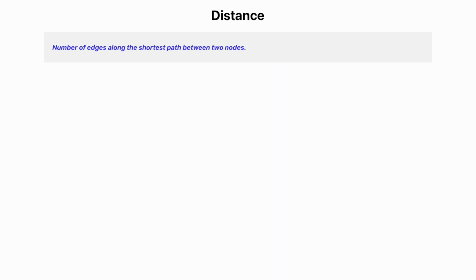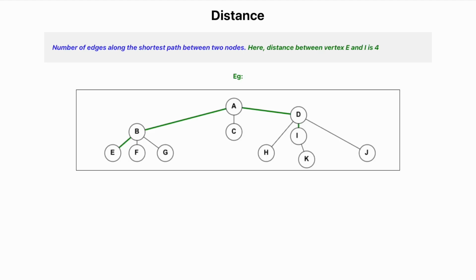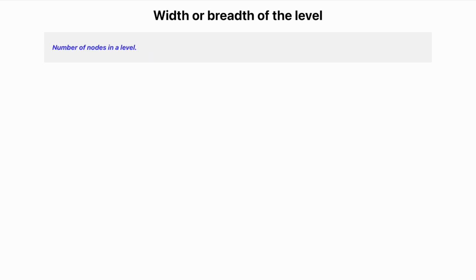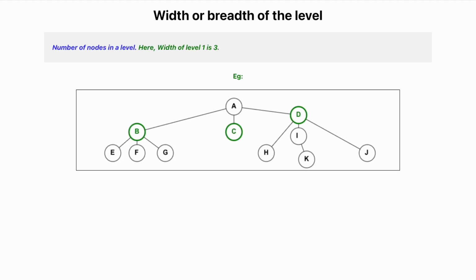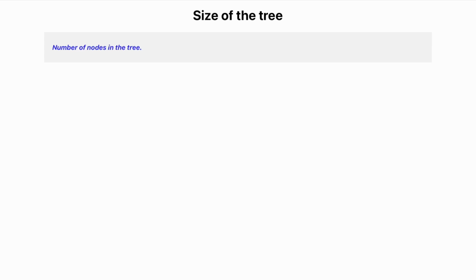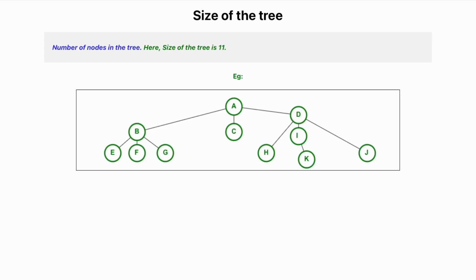Distance. The distance of two nodes is the number of edges along the shortest path between them. For example, the distance between vertices E and I is 4. Width. Width is the number of nodes in a level. For example, the width of level 1 is 3. Size. The number of nodes in the tree. For example, the size of this tree is 11.